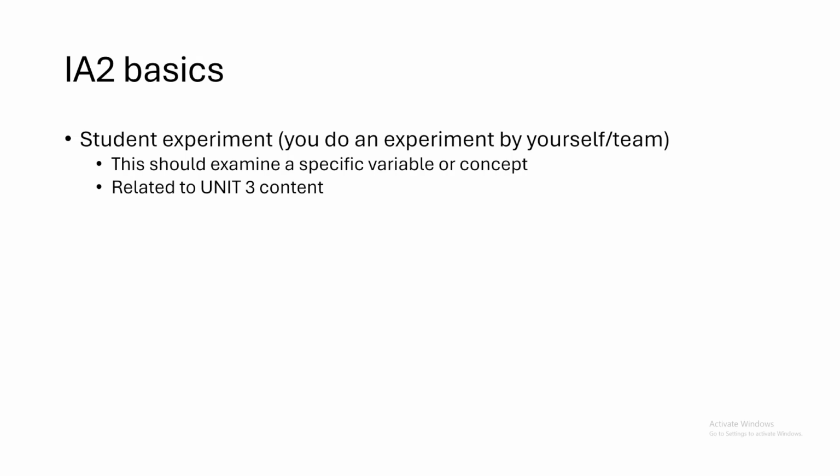Okay, so first off, let's cover some IA2 basics. As the name suggests, this is a student experiment. You as a student will do an experiment either by yourself or with a team of people. This should examine a specific variable or concept that is related to Unit 3 content. In physics, for example, you're most likely going to take an equation that is related to Unit 3, and you're going to change something about the equation to measure one specific variable of that equation.